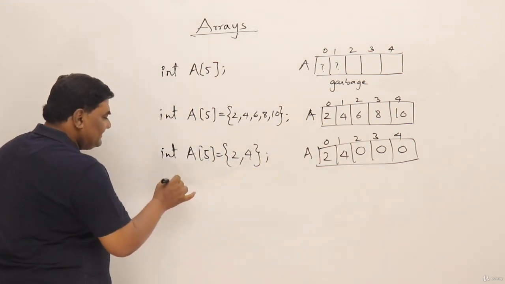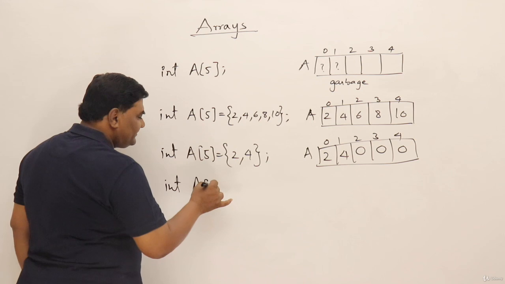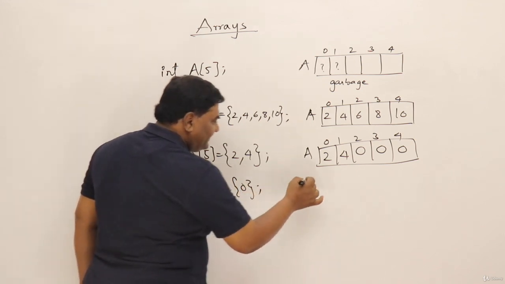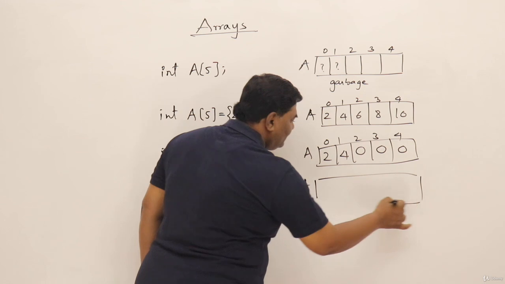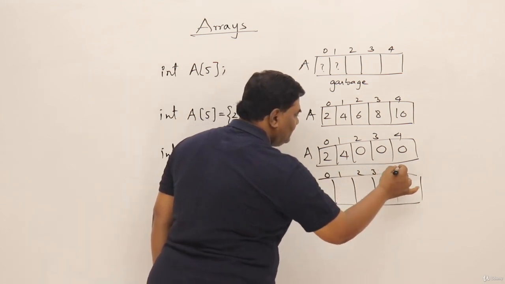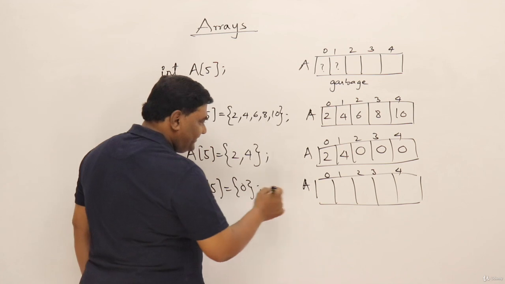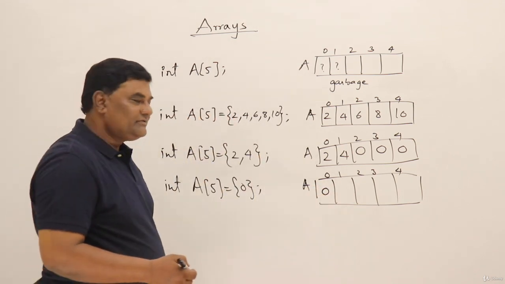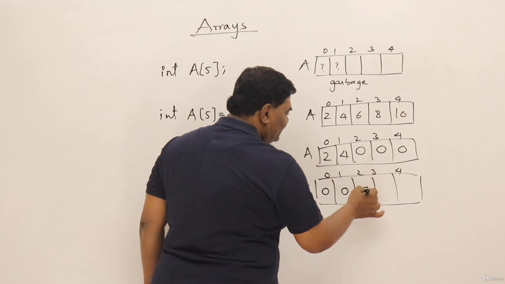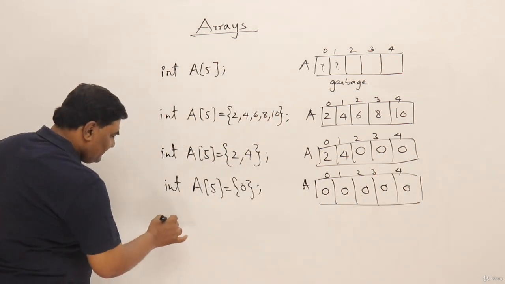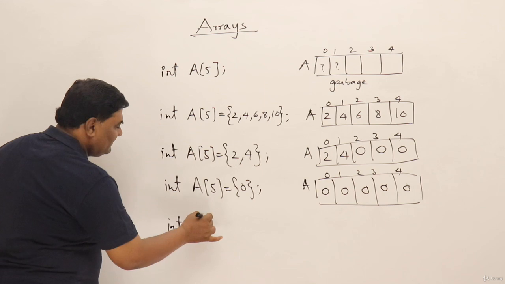So even I can say like this, integer a of size 5 and just 0, then this will create an array and initialize the first one with 0, as it will continue initializing the rest of them also, so it will initialize all of them with zeros. Then one more method is there for creating an array.